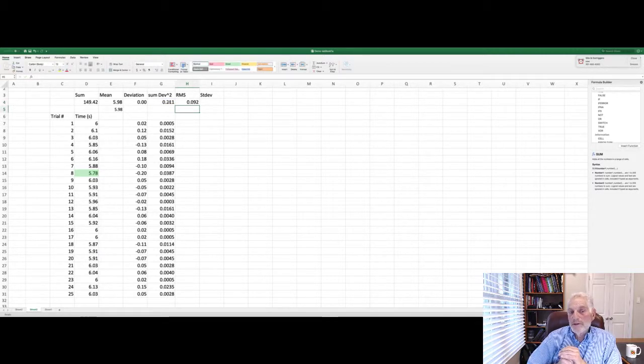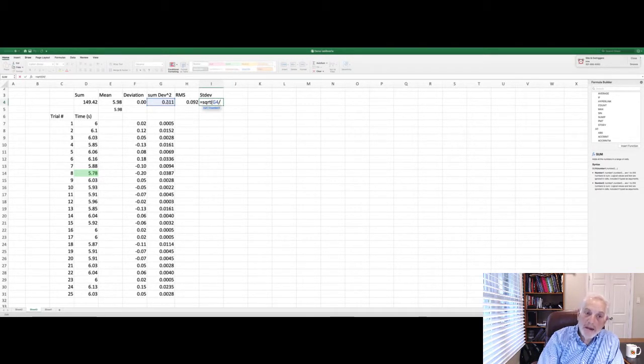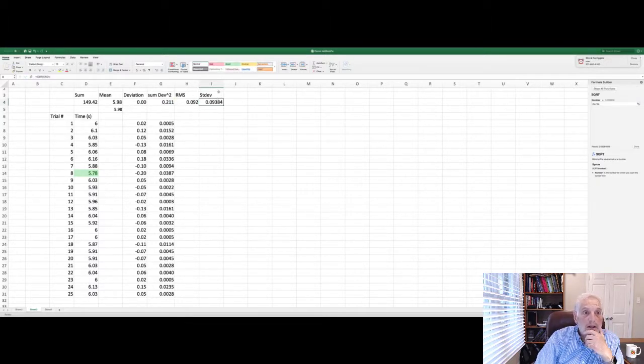which is 0.092. Now, remember, the standard deviation was similar to the root mean square, but the difference here was, for the standard deviation, I said it was equal to the square root of this number divided by n minus 1, which is 24 in this case. So you can see for these measurements, these are very close to each other numerically. So this is 0.092, this is 0.094.